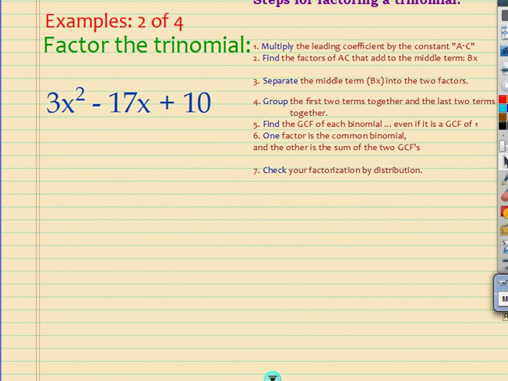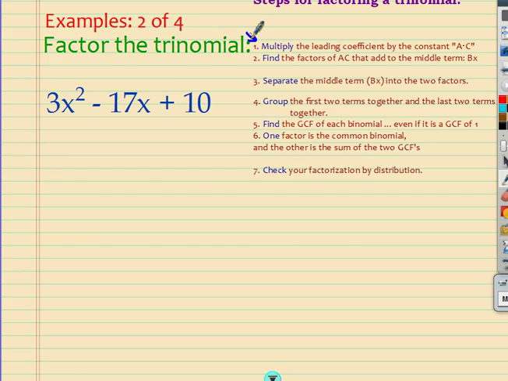Here is our next example. First, check to see if there is any greatest common factor. Can we get rid of the 3 by factoring out 3 from everyone? 3 doesn't divide negative 17 nor 10, so we won't be able to factor out the 3. So we know that we're going to have to go through this process.